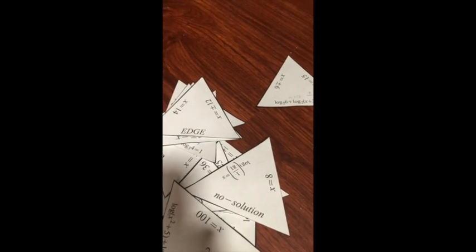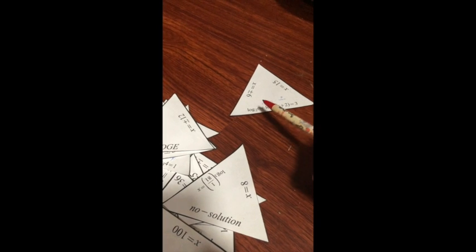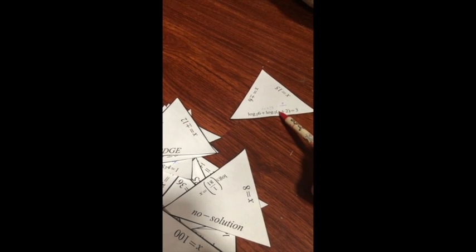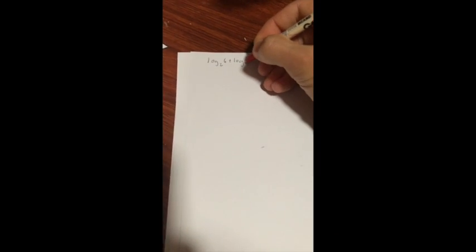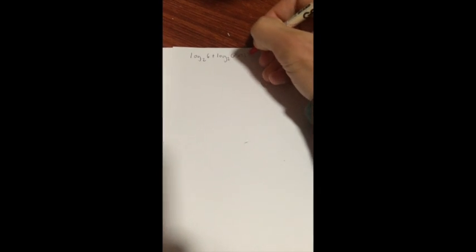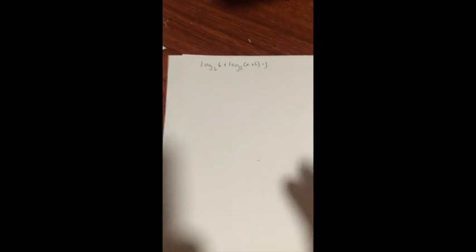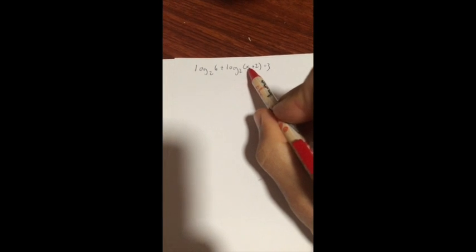So here are all of our pieces cut out, and I'm going to show you how we can work through them. The goal, again, is to take these logarithms, solve them for the unknown, and then match up the solution with the equation. So I have this one here, so I'm going to write that out. Log base 2 of 6 plus log base 2 of x plus 2 equals 3. All right, let's try and unpack this for the unknown x.